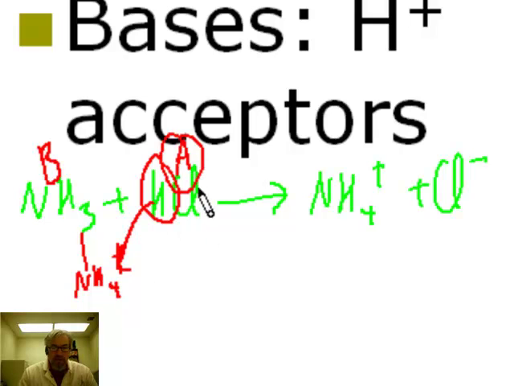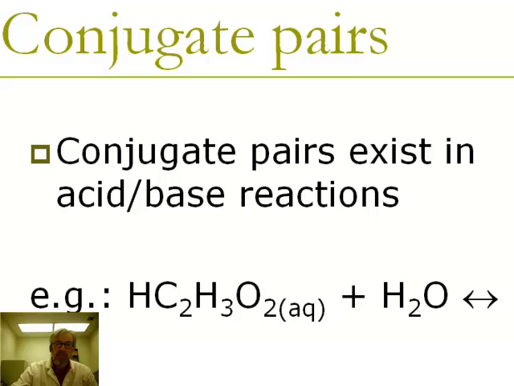Now, after the reaction occurs, we have a different acid and a different base, actually. NH4+ could donate a proton because it has an extra one now. And Cl- would be attracted to H+ and could potentially be thought of as a base. This is the idea of conjugate acid-base pairs. Conjugate pairs exist in acid-base reactions like this one.